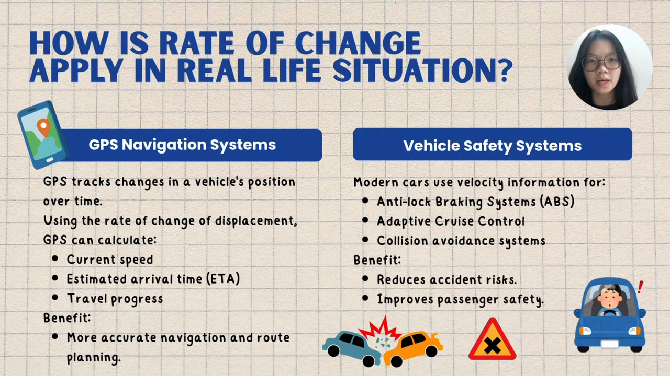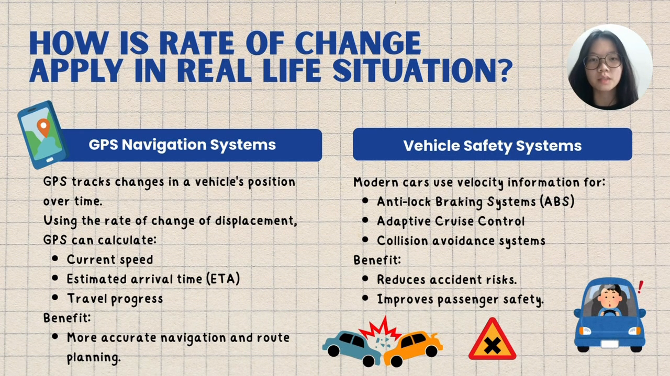One example is the GPS navigation system. GPS continuously records the position of a vehicle. By calculating how the position changes with time, the derivative determines the vehicle's current speed. With this information, GPS can estimate current speed, estimate arrival time, and track travel progress. This allows the driver to receive more accurate navigation and better route planning.